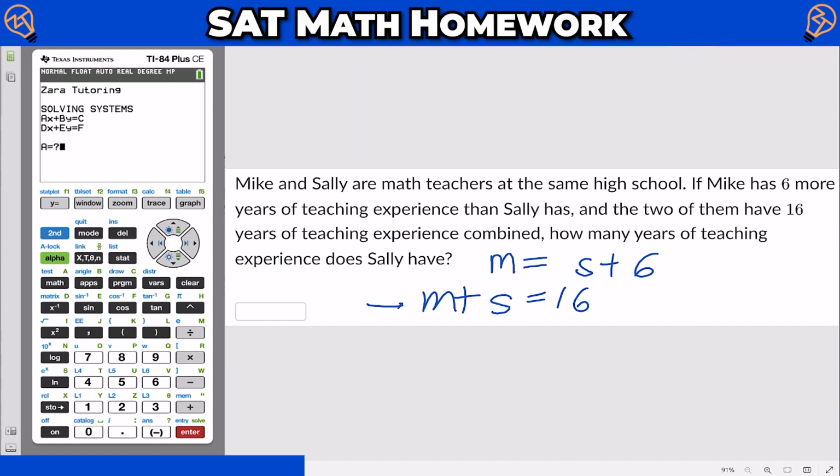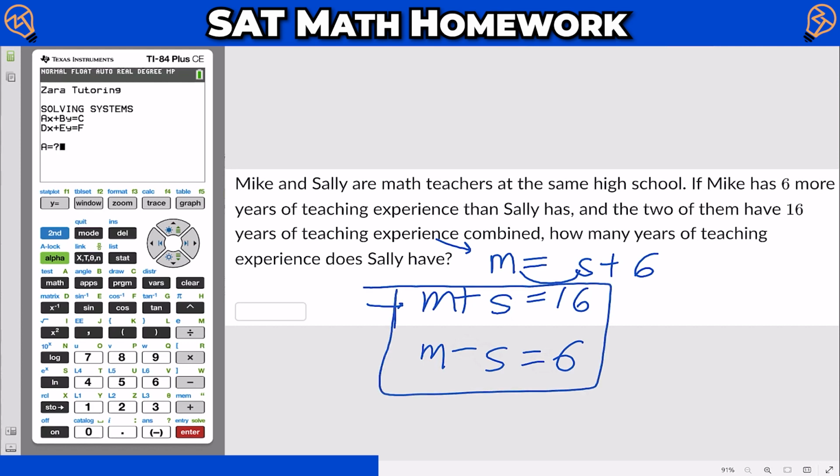So I want this top one to be in the same format. The M looks great, but I need to get that S over. And to do that, I'm going to subtract it on both sides. And if I do that, I'd have M minus S equals 6. And these would be my two equations at this point.